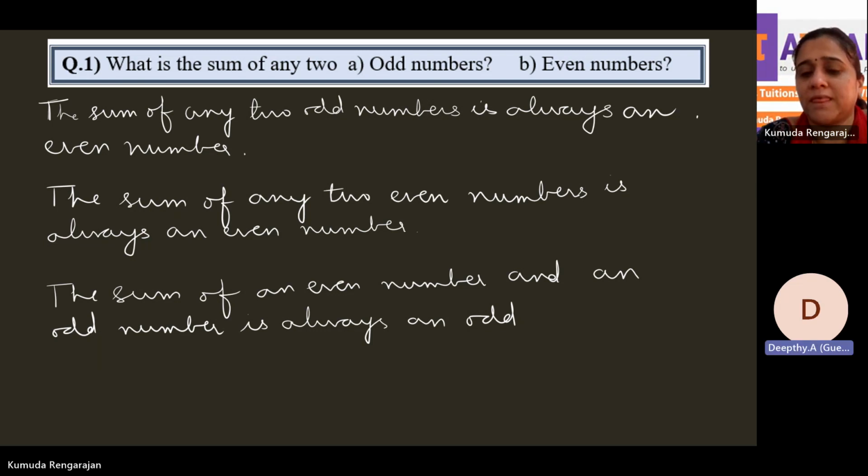Ma'am, I took the example 6 and 5. Okay. 5 is an odd number, 6 is an even number. 5 plus 6 is 11. The result 11 is an odd number. The sum of an even number and an odd number is always an odd number, correct?